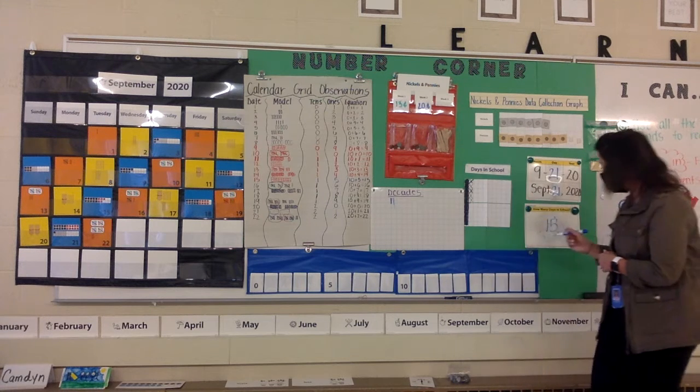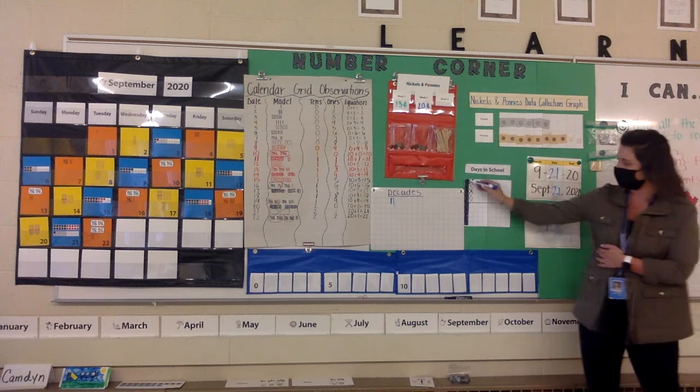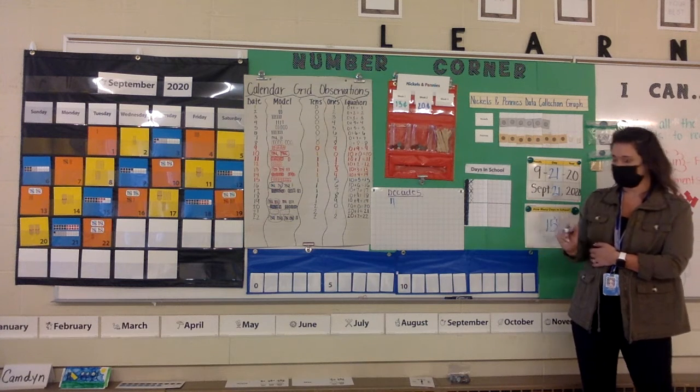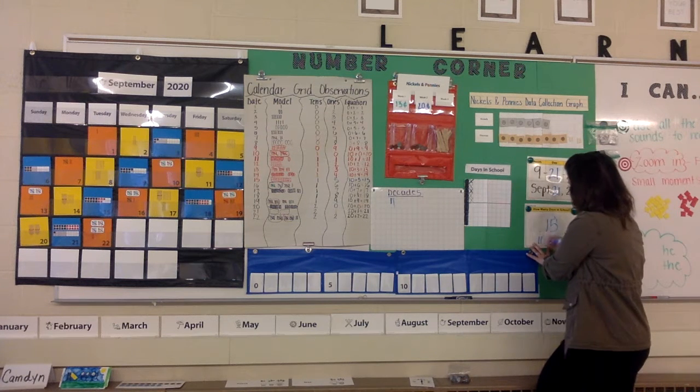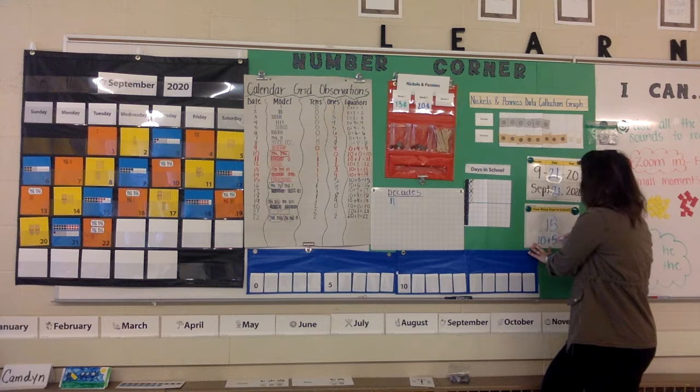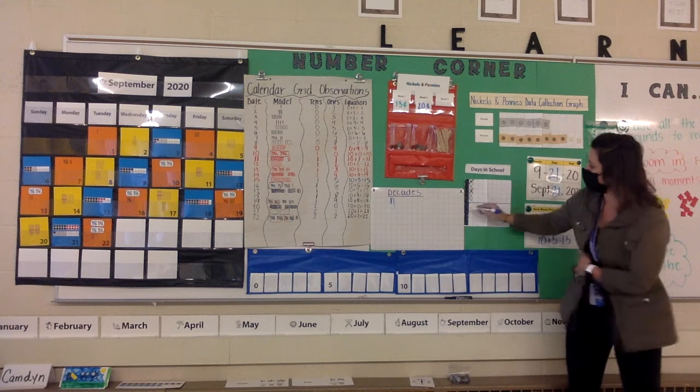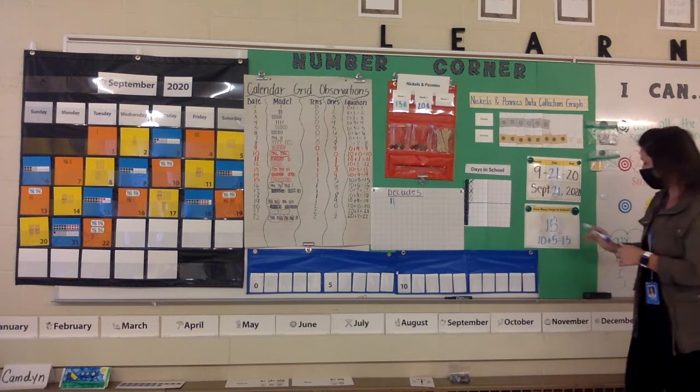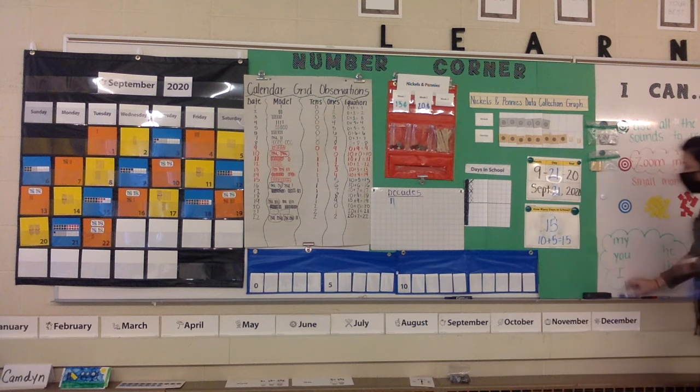Equation. What am I going to make my math equation? 10 plus 5 equals 15. Good job. Because there's a group of 10 and 5 more, which equals 15. Let's try to build that with our squares today.